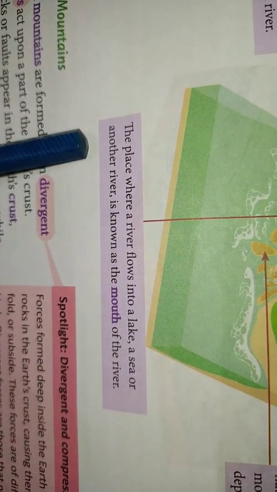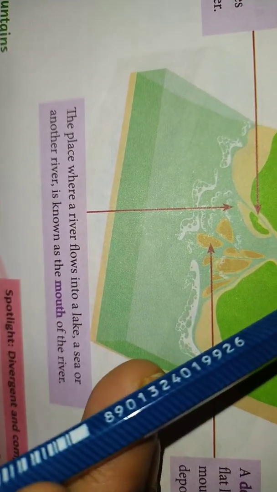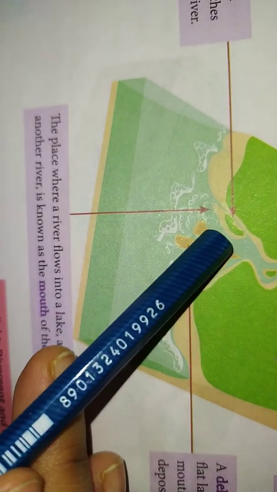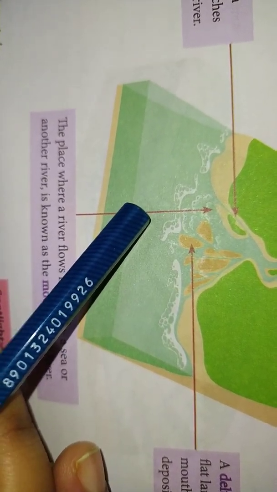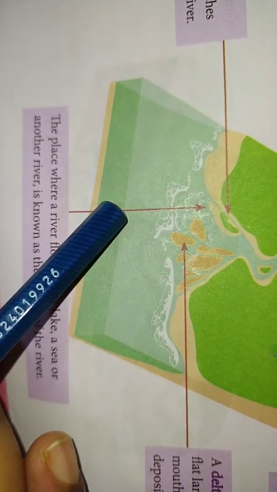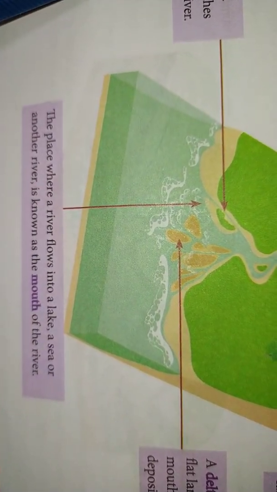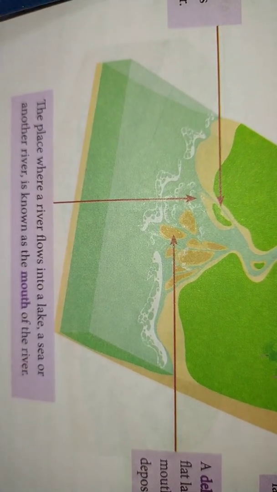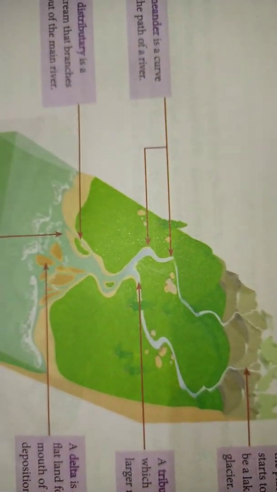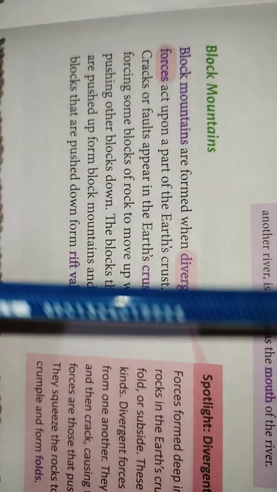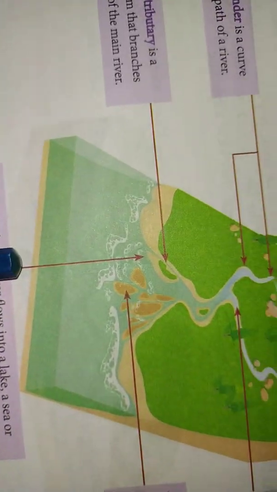So what is the mouth? The place where a river flows into a lake, a sea or another river is known as the mouth of the river. Like this. The place where a river meets a lake, sea or another river is called the mouth. So these are the many different features of the river diagram. Is it clear to you? And this picture is very important for the exam.